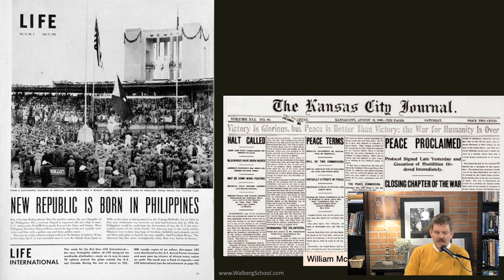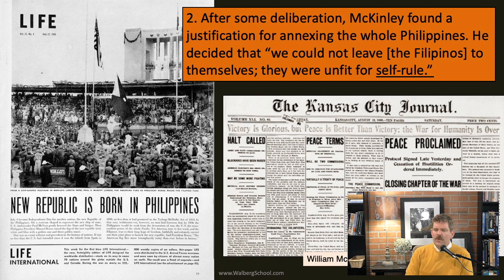And it's after some deliberation, McKinley more or less found a justification for taking the whole chain of islands, the whole archipelago. He decided that we could not leave the Filipinos to themselves. They were unfit for self-rule. And so you see a new manifestation of the old white man's burden, that this country just can't handle it on their own. There might be some truth to that. If a country's been occupied by a foreign power and run as a dependent colony for a certain amount of time, it is hard to just turn around and give them self-rule without some practice in government, but it sure sounds awful pandering the way that McKinley put it.